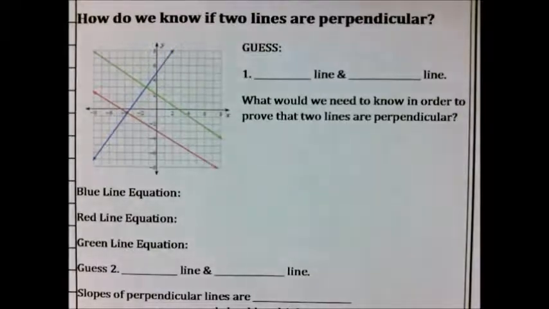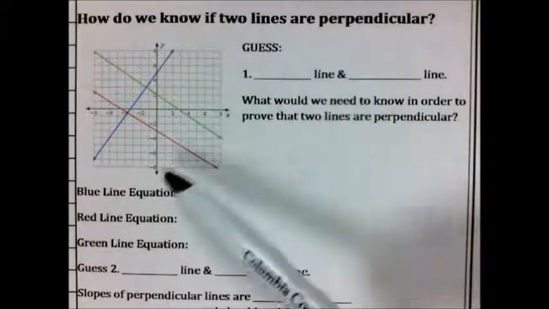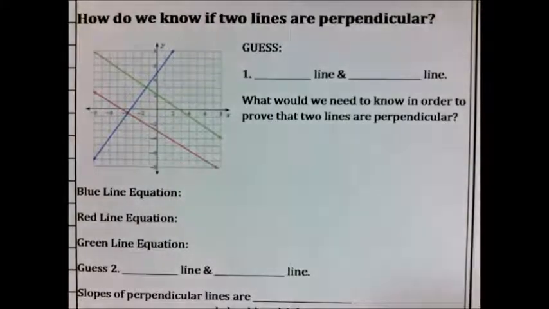So here's the question. How do we really know if two lines are perpendicular? Just by looking at it, you can guess, but do you really know if two lines are perpendicular? That's what we're going to talk about today, okay? I know on your paper it's in black and white, but I've got blue, red, and green lines here. I want you to tell me which two lines you think are perpendicular.